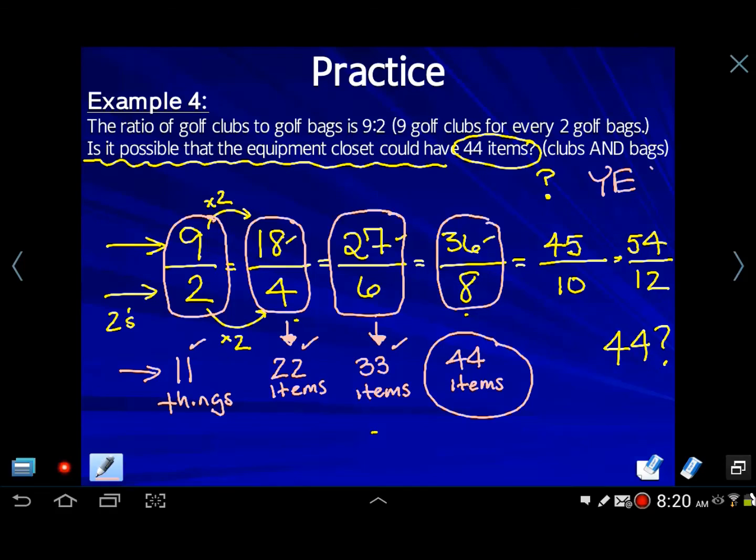Is this possible? Yeah. And we didn't guess. We used our information about ratios to figure it out. So it is possible to have 44 items. It's possible to have any multiple of 11. So 55 or 66 or 77 or 110, 132. Based on that ratio, I would expect multiples of 11. So kind of an interesting problem there, just using ratios in a different way.